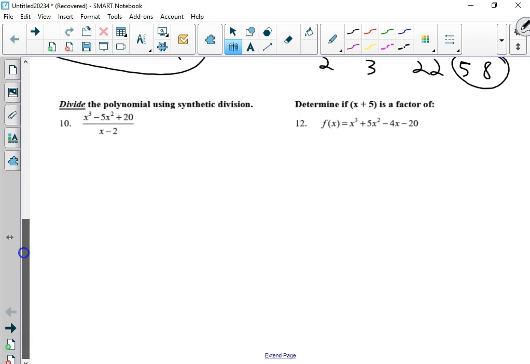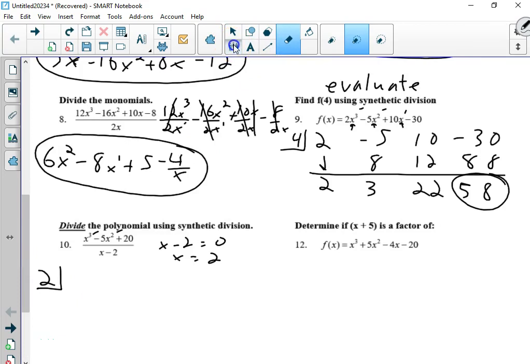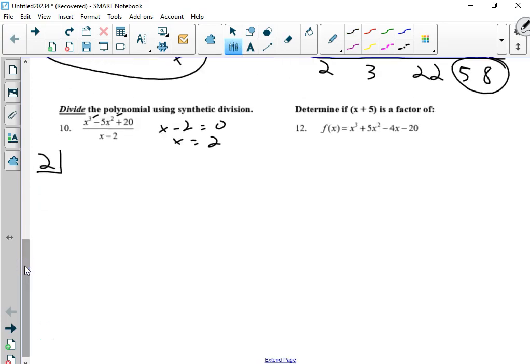Divide, divide, divide, using synthetic division. So x minus 2 equals 0. 2 goes in the box. Okay, sorry I had some technical difficulties there. Back where we were. Now, 2 goes in the box right there.